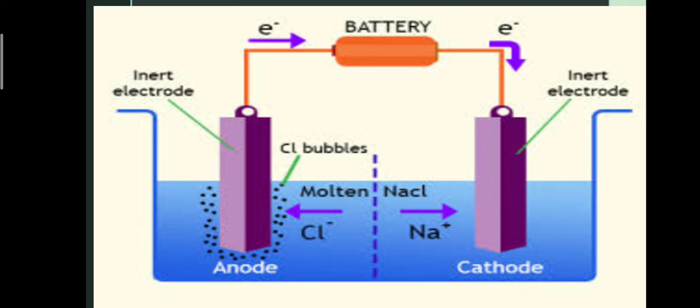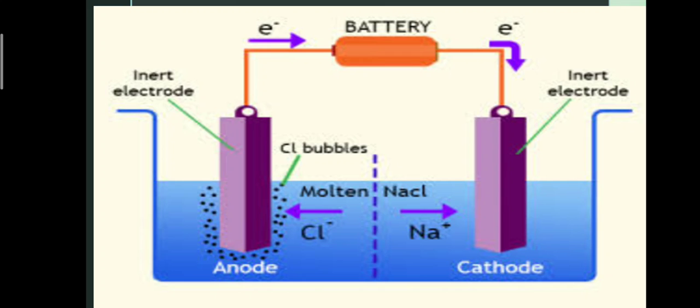Sodium has a deficiency of electrons, that's why it will move towards the cathode, which has a negative charge, and chlorine has more electrons, that's why it will move to the second electrode, which is called the anode, and it will lose its electron and give it to the anode. So the sodium will convert into free sodium metal atom, and chlorine will convert into chlorine gas.